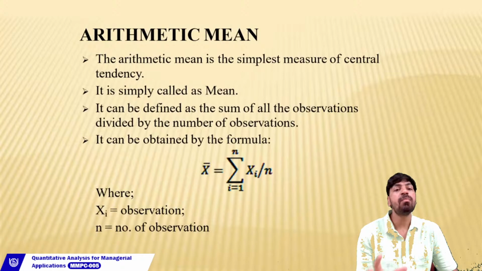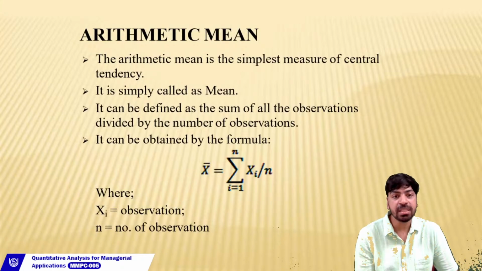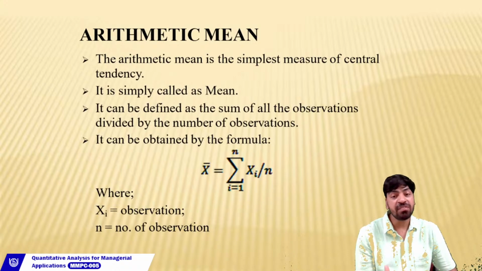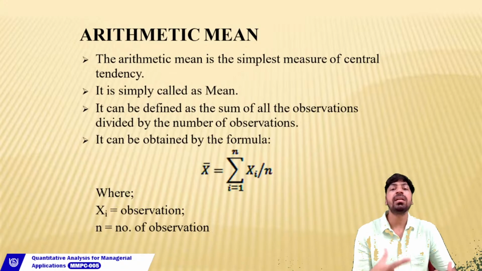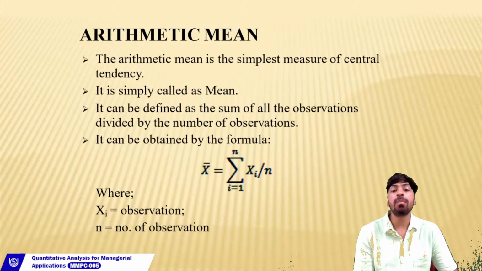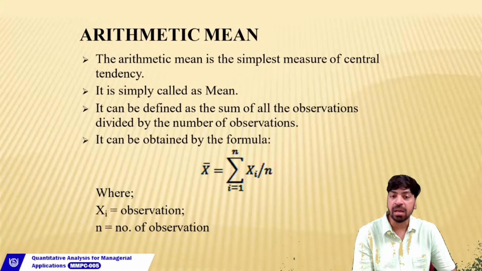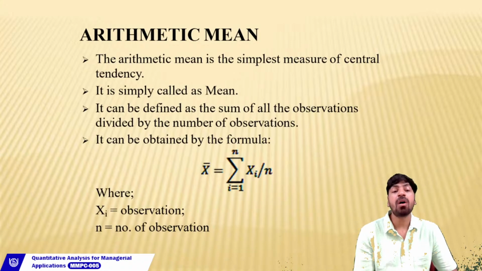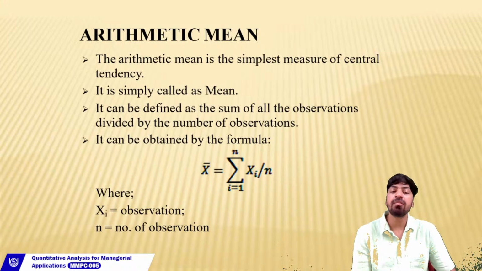It is the sum of all the frequencies divided by the number of observations. So it is simply called the mean, or it can be defined as the sum of all the observations divided by the number of observations. Mathematically, the formula is x bar equals sigma x by n, where x is an observation and n is the number of observations.